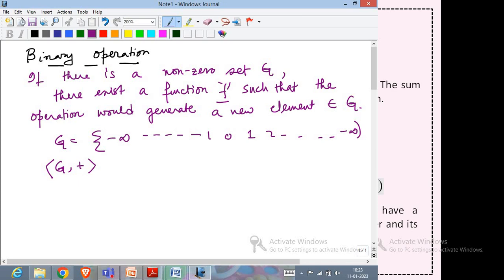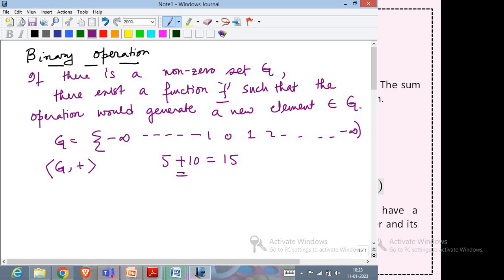It means that given the set G, which starts from minus infinity to infinity as the integer set we all consider, we will take any element from that set and operate on it with plus, and we will get a new element which will be part of that set itself. For example, 5 plus 10 gives 15. So this operator plus on top of the two elements 5 and 10, which belong to G, generates a new element 15 which is also part of the set.